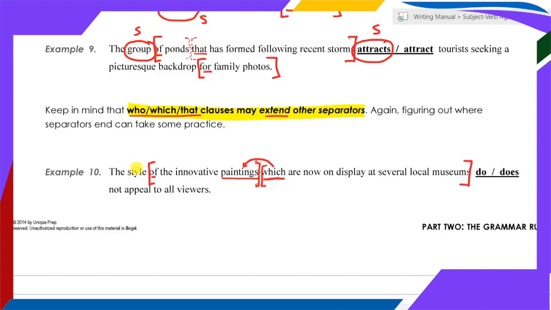So now we read the sentence without the separator. The style does not appeal to all viewers. We actually have another prep phrase separator once again at the end. So the style does not appeal. So we have a singular subject. We need a singular verb.